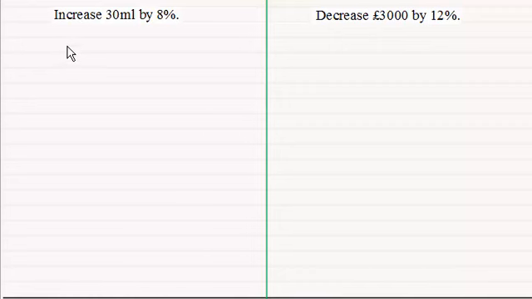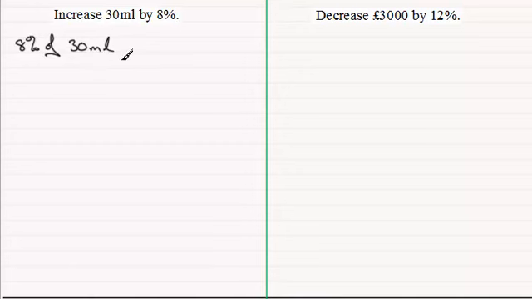So let's start with this first example, where we've got to increase 30 millilitres by 8%. What we could do is first find 8% of the 30 millilitres, work out what that quantity is going to be, and then add it back on to the 30 millilitres. And this is the slow approach.